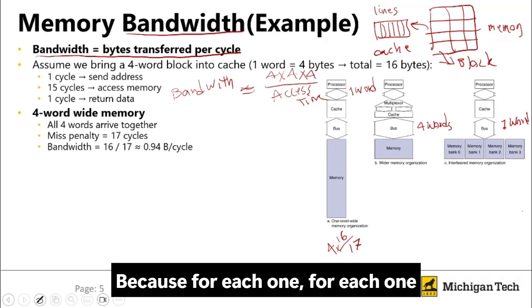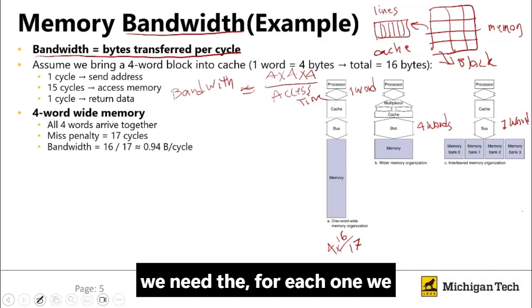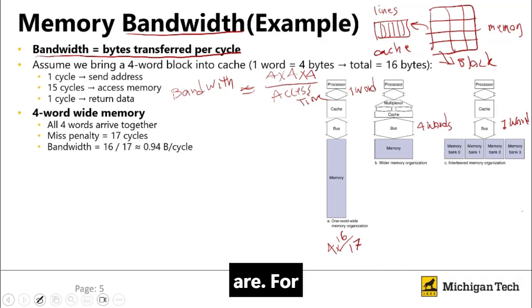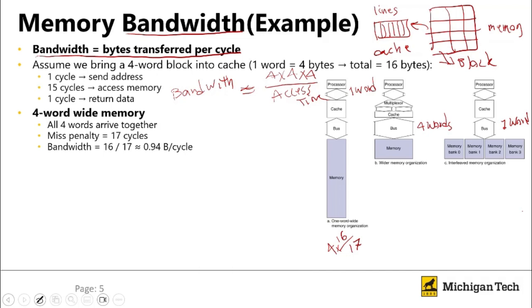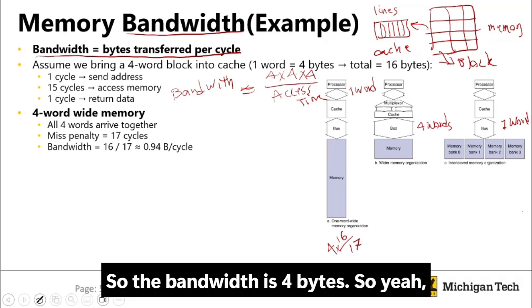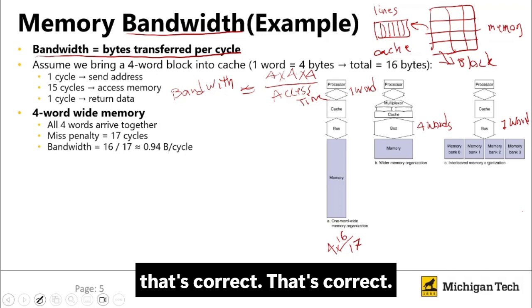Because for each one we need this time to access. So we need 4 of that. So the bandwidth is 4 bytes. So yeah, that's correct.